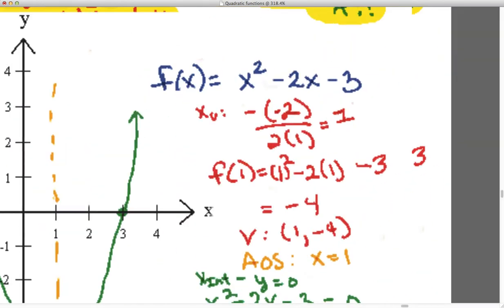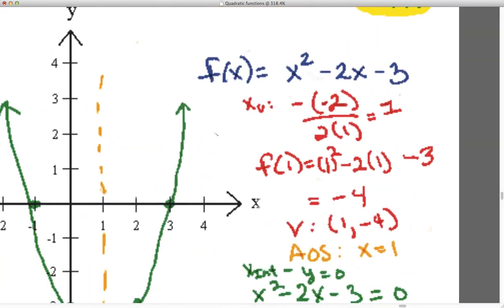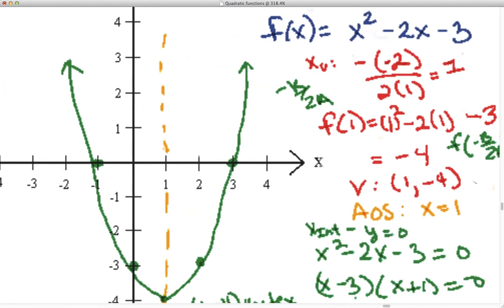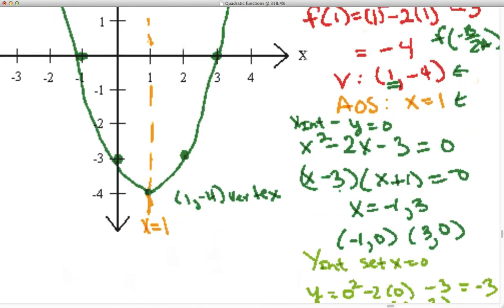So what did I do again? I did the minus b over 2a. That got me the x value of my vertex. Then to get the y value, you did f of minus b over 2a. Plug that into your function everywhere you see an x. That gives you your vertex and your axis of symmetry, which is always the x value of your vertex. Then set y equal to 0 if you're finding the x-intercept and solve, and then for the y-intercept set x equals 0. Plot the points and you're good to go.